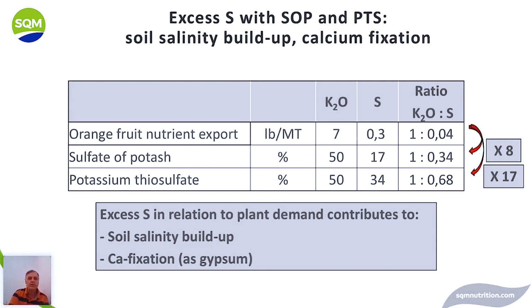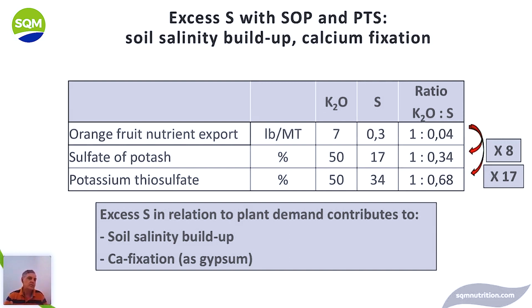So we need to consider what is the sulfur demand of the crop that I will work. And then we can use sulfate of potash as a potassium source till we reach the sulfur demand of our crop. Then you need to switch to another potassium source in order to avoid the excess of sulfur, because the excess of sulfur can bring mainly two negative effects.